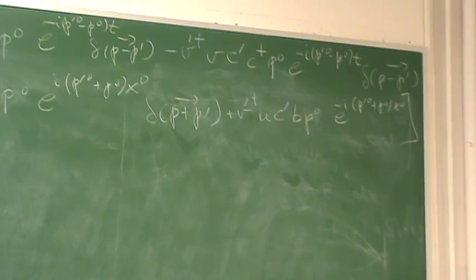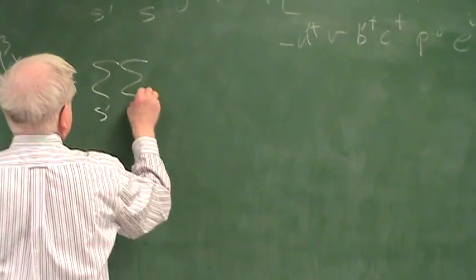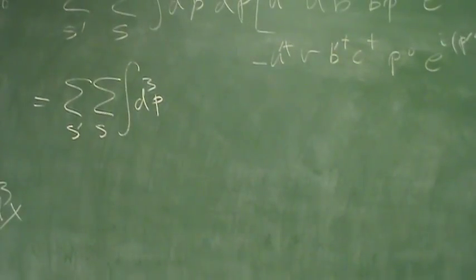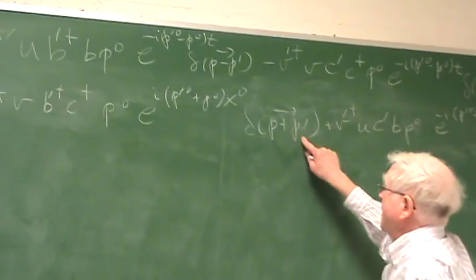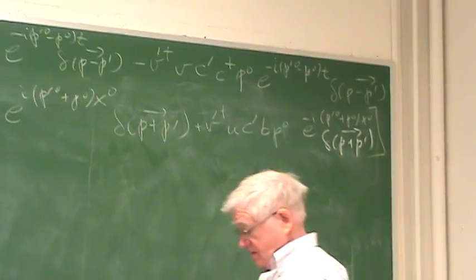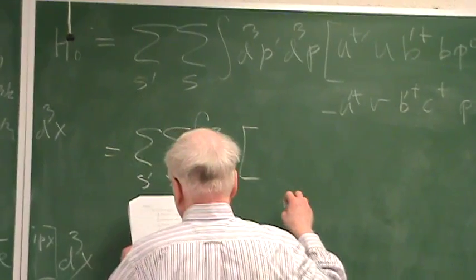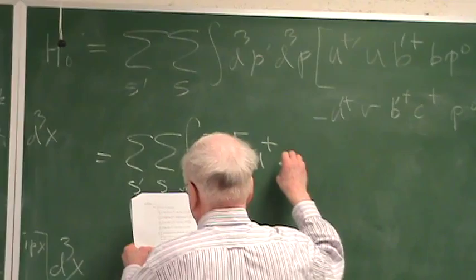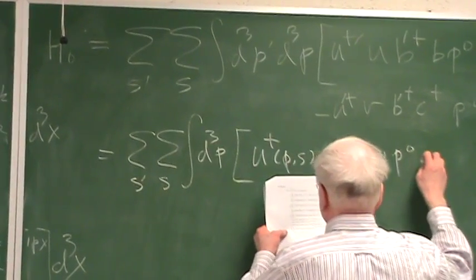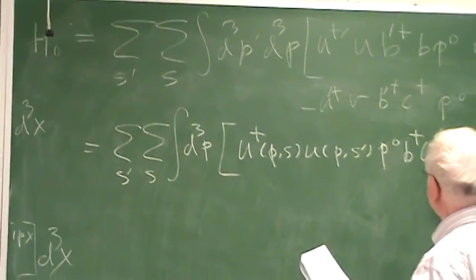Okay, well, these delta functions do the following. What we're left with is this says that p prime is p, but in this term p prime is minus p. And I forgot, this is delta of p plus p prime, so this also sets p prime equal to minus p. And so what we get now is u dagger of p s, u of p s prime, p zero, and I'll write it as b dagger b. Maybe I'll write it in detail.